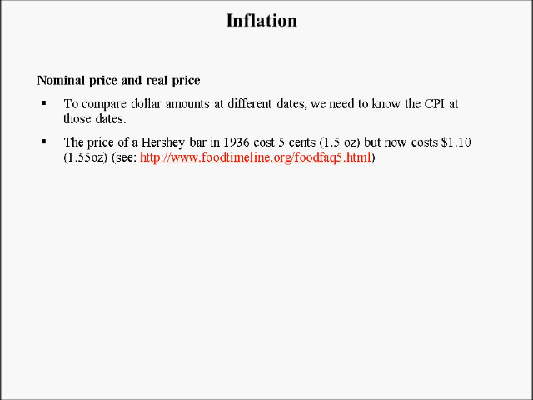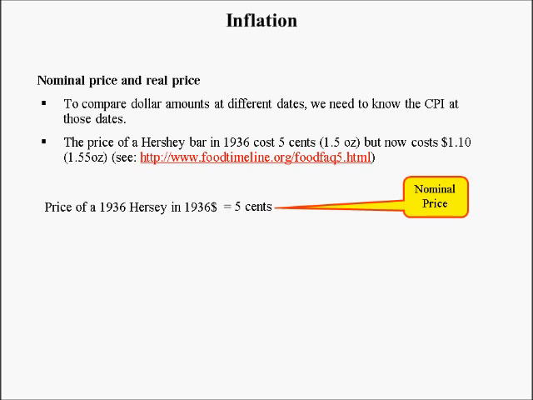Now, on the surface, the bar in 1936 seems like a better deal than the bar that I purchased a couple years ago for $1.10. But we can't really compare the 5-cent bar to the $1.10 bar because over time, inflation erodes the purchasing power of a dollar. Okay, so the nominal price of a 1936 Hershey bar in 1936 dollars was 5 cents. That's the nominal price, the sticker price. The price of a 1936 Hershey bar in 2009 dollars: you take the nominal price in 1936, and you multiply it by the CPI in 2009 divided by the CPI in 1936.